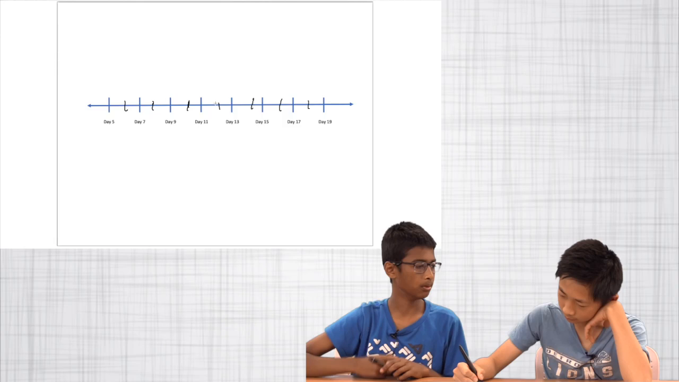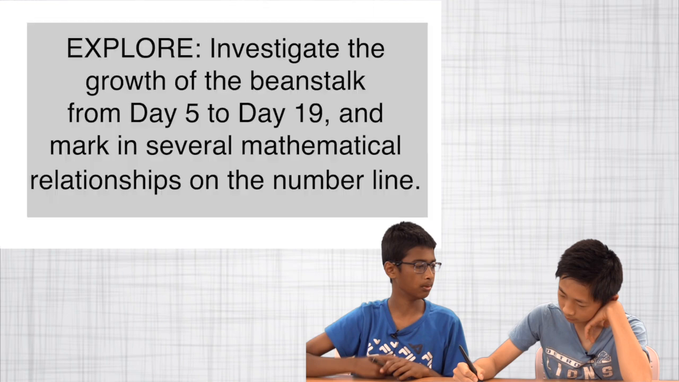In the previous episode, Josh and Arobindo explored the growth of their beanstalk over 5 two-day periods between days 2 and 12 and represented the relationships between them using a timeline. In this episode, the students will investigate the growth of the beanstalk from day 5 to day 19 and mark several mathematical relationships on the number line. So mark in some factors.